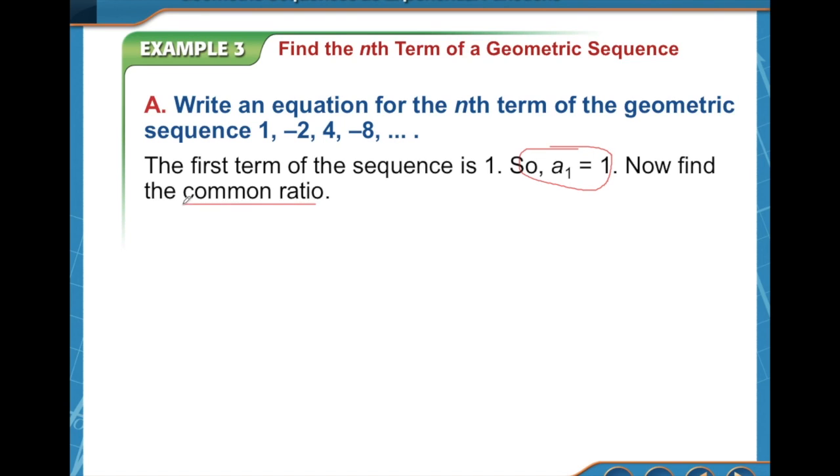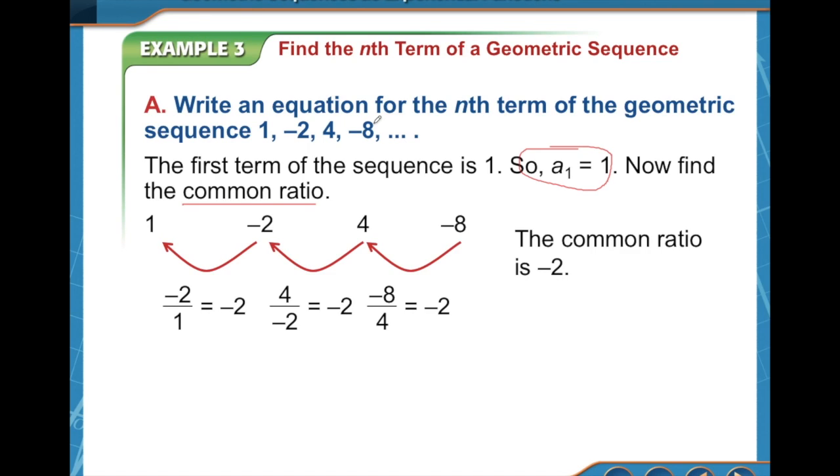Find our common ratio. So what are we dividing or multiplying by every time? To get from 1 to -2, we'd have to multiply by -2. To get from -2 to +4, we'd have to multiply by -2. And to get from 4 to -8, we'd have to multiply by -2 again. So our common ratio must be -2. We're multiplying by that every time. So we know our ratio, or the r in this equation, is -2.